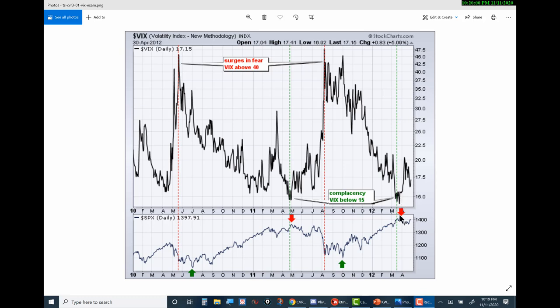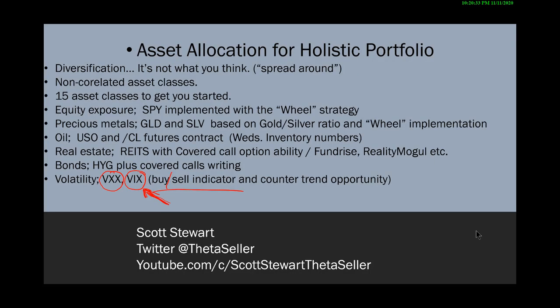So that is the VIX, or the volatility index. So the VIX can act as a buy-sell indicator. It can act as a counter-trend opportunity as well, folks. When the VIX is high, that can be a nice time to short it. When the VIX is low, it can be a nice time to buy it. So the VIX is a nice place to look for investing opportunity.